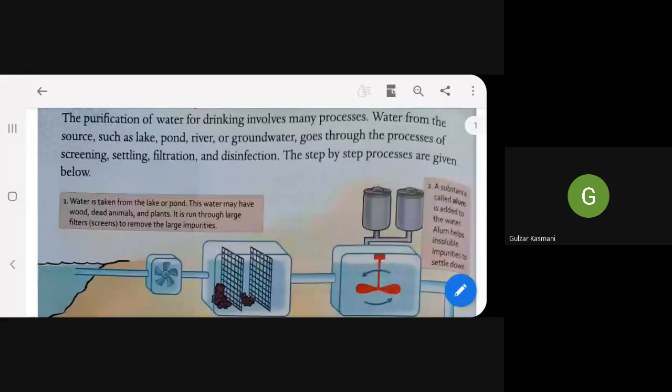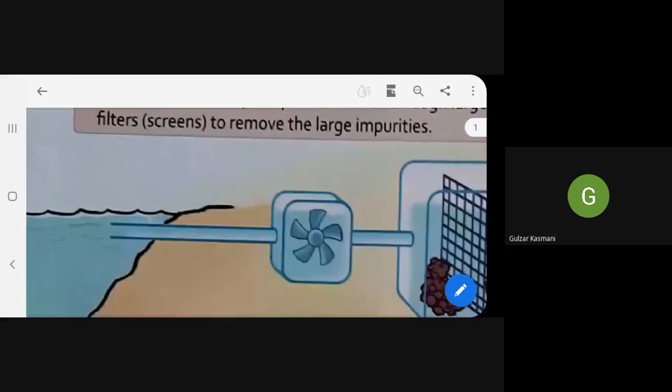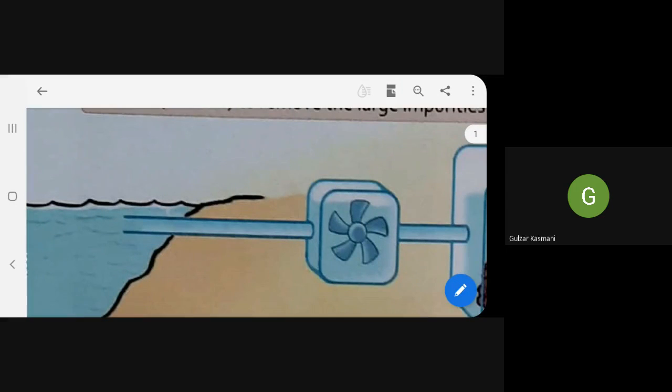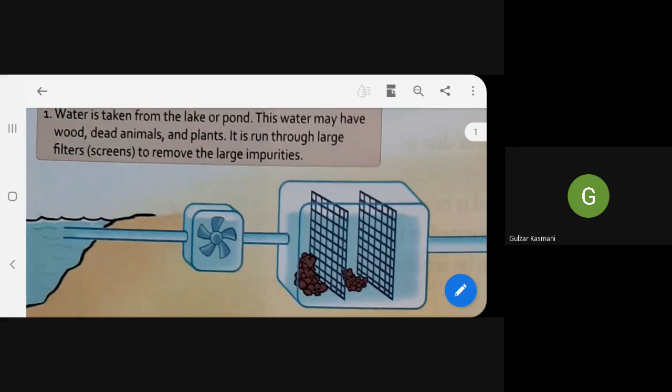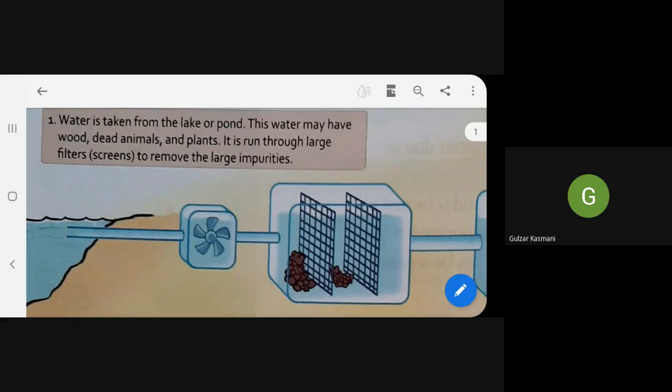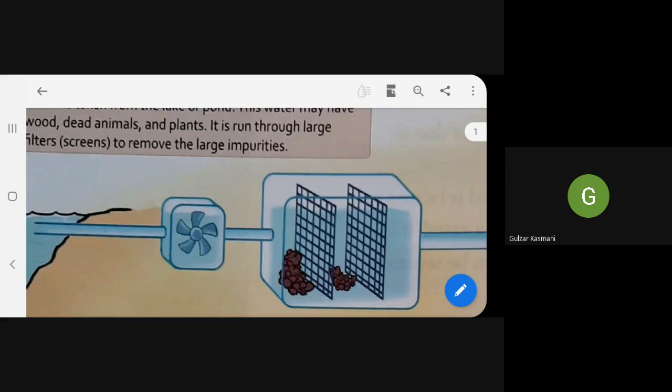So what happens? Whatever the main source of water is, for example pond, lake, and then dams, you may have heard such names. Those are the places where water gets collected. Now this kind of pipes and arrangement are there so that water enters here in this kind of fan.